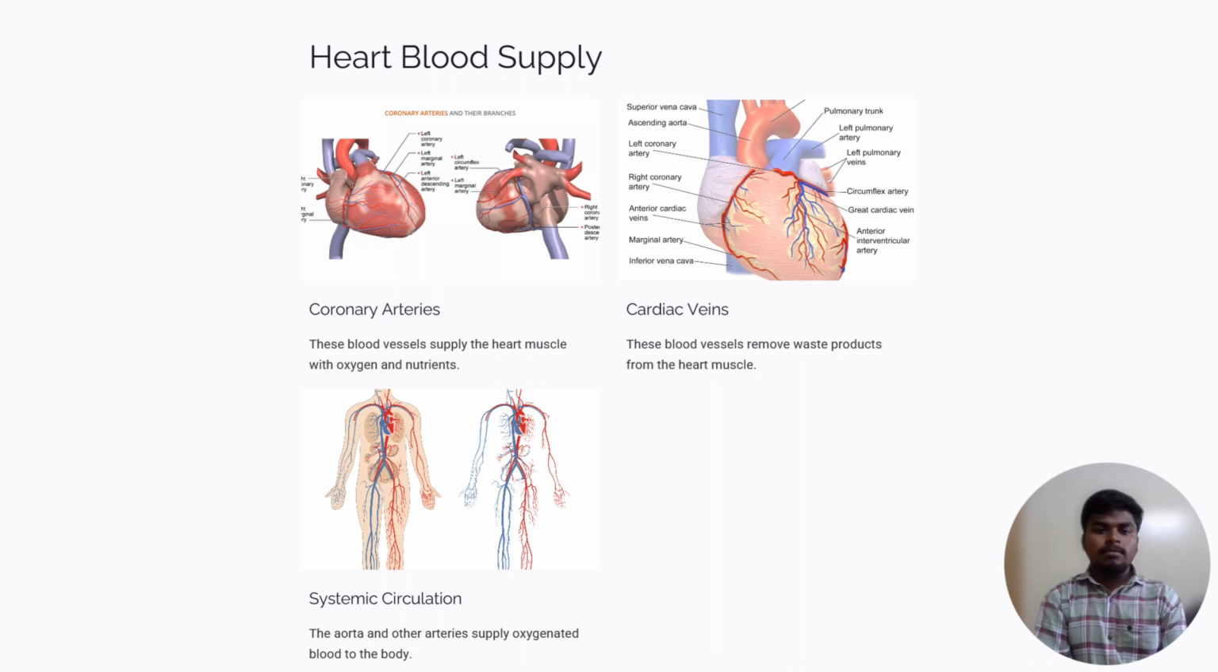Heart blood supply: the coronary arteries, cardiac veins, and systemic circulation. The coronary arteries are blood vessels that supply the heart muscles with oxygenated and nutritious blood. The cardiac veins help remove the waste products from the heart muscles. In the systemic circulation, the aorta and other arteries supply the oxygenated blood to the body.